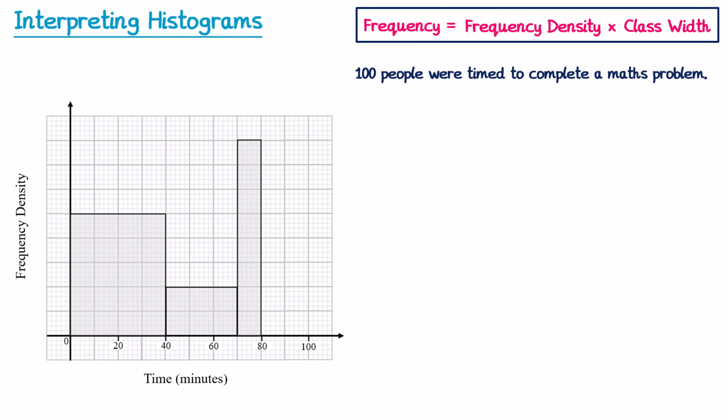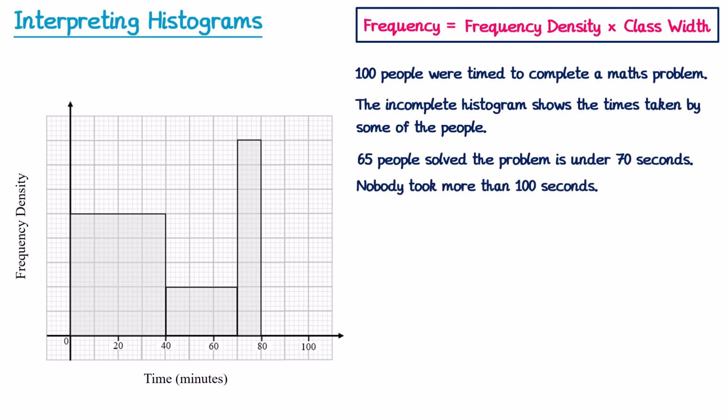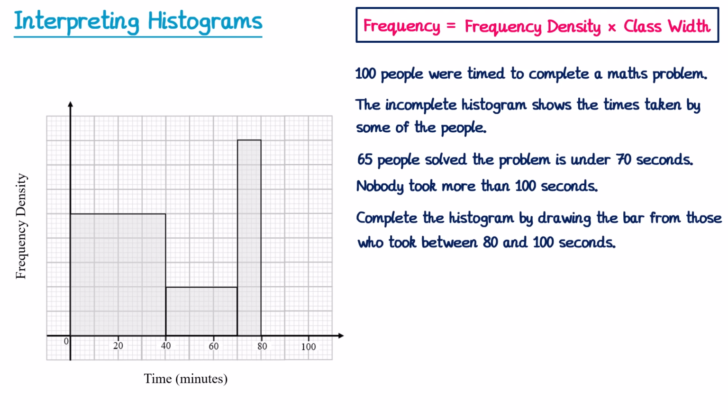So we're told 100 people were timed to complete a maths problem. The incomplete histogram shows the times taken by some of these people. So we know that not all 100 people are currently represented in the diagram. We're told 65 of the people solved the problem in under 70 seconds, nobody took more than 100 seconds, and we need to complete the histogram by drawing the bar for those who took between 80 and 100 seconds.